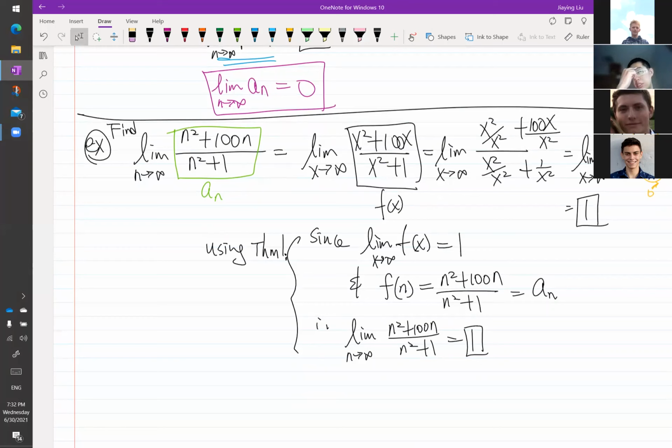Any questions on this? So the first thing I did is I took the a_n formula and the limit with n, and I rewrote it in terms of x and a function f of x. Basically, I'm taking a sort of discrete function and writing it as a continuous function, and then using the continuous function to find the limit.